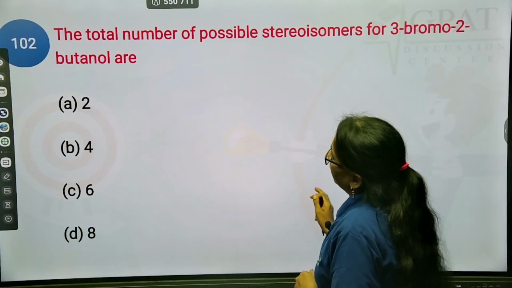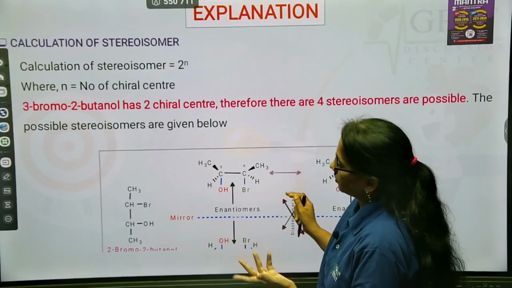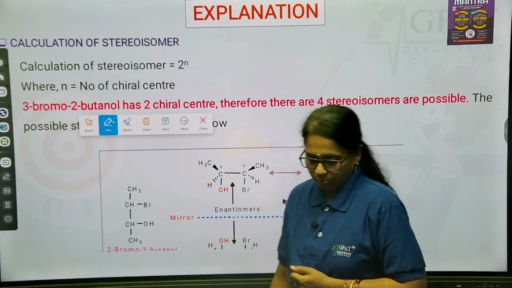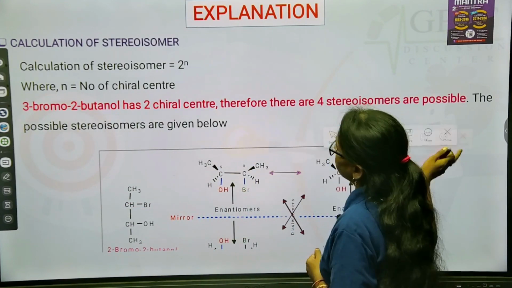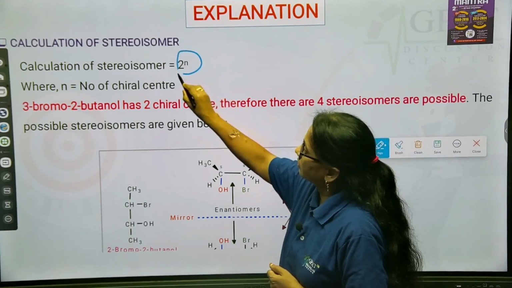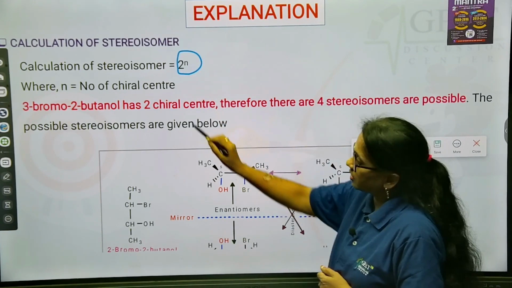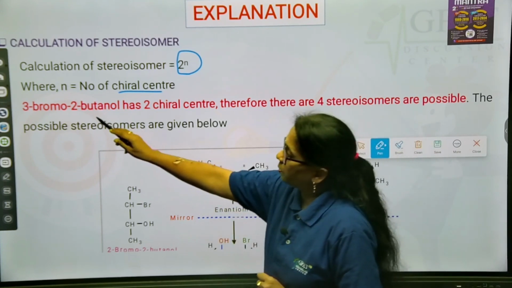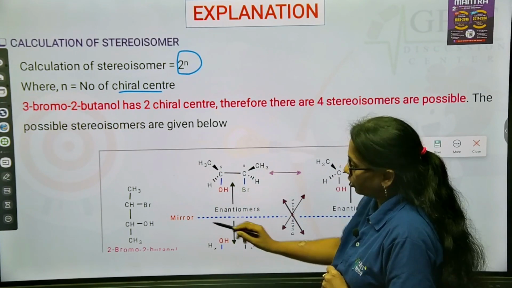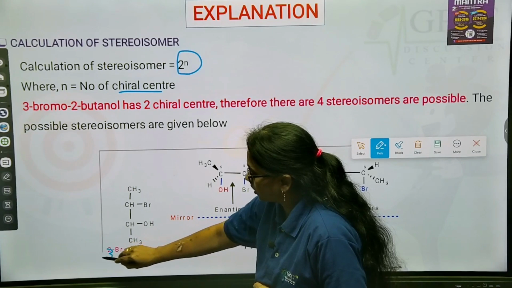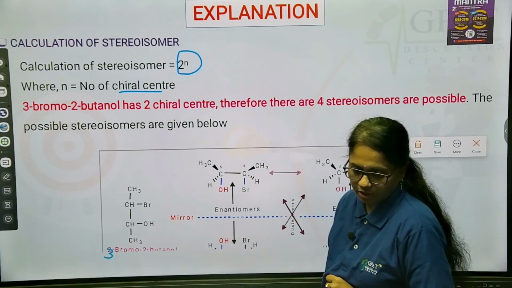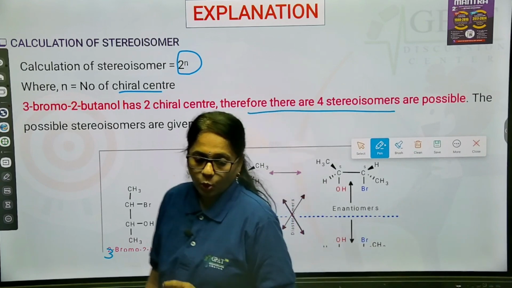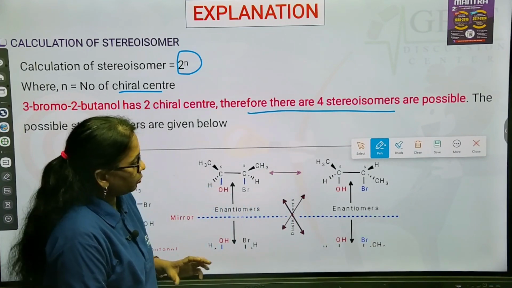Okay. Afterwards, we will see the answer. So, calculation of the stereoisomer. We know that the formula for calculation of the stereoisomer, that is 2 power n, where n is nothing but the number of chiral centers. Okay. So, 3-bromo-2-butanol. If you observe this 3-bromo-2-butanol structure, then you are going to see there are possibility of the 4 stereoisomers are possible.